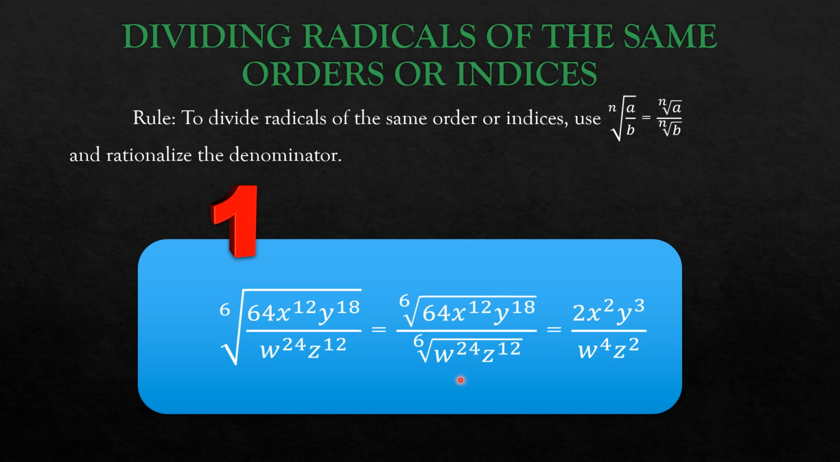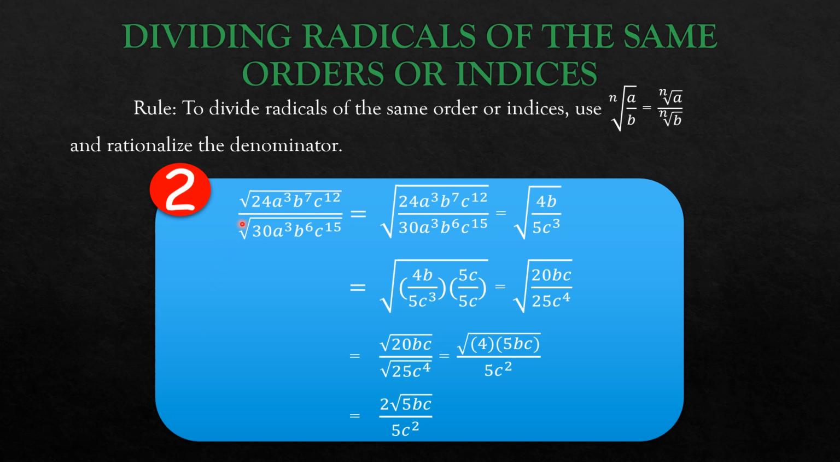Pagdating naman po sa ating denominator, 6th root of w raised to 24. 24 is divisible by 6. So, 24 divided by 6 is 4. Kaya, ang 6th root ni w raised to 24 is w raised to 4. And then, kay z raised to 12, 6th root of z raised to 12 is z squared. So, the quotient of the 6th root of 64x raised to 12 y raised to 18 over w raised to 24 z raised to 12 is 2x squared y cubed over w raised to 4 z squared.